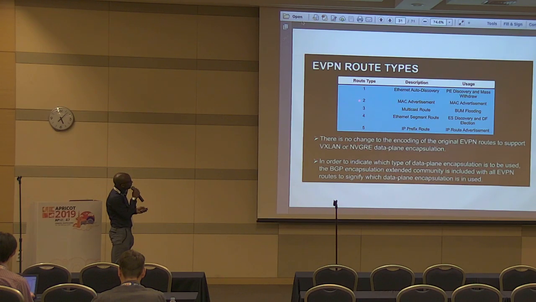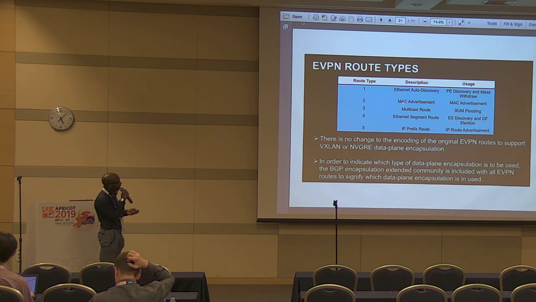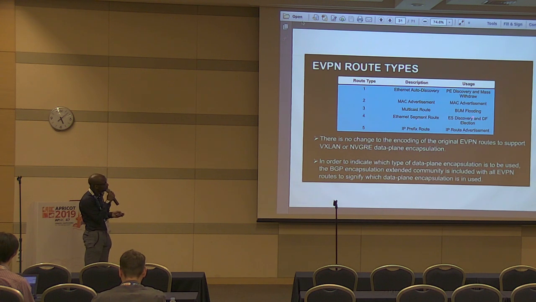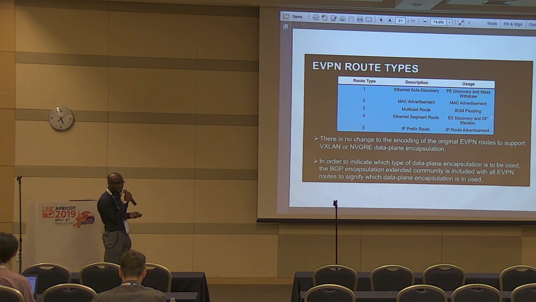Route type 2 is your MAC advertisement. This is your host reachability, layer 2 reachability information, and this is how it gets advertised. All these are encoded using BGP. I'll show you what the route looks like in a bit. Route type 3 is your multicast route for building your flood list. Type 4 is your Ethernet segment route, which is essentially used for Ethernet segment discovery and your designated forwarder election.